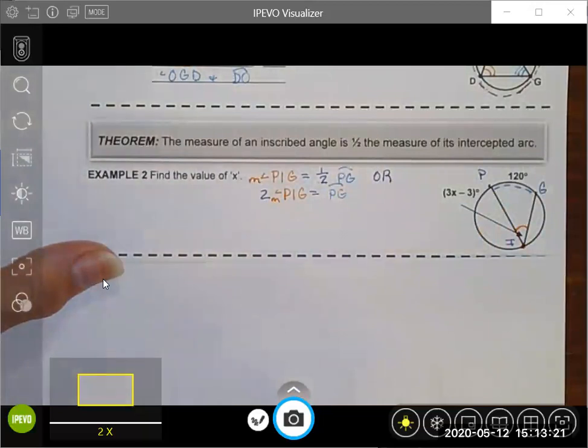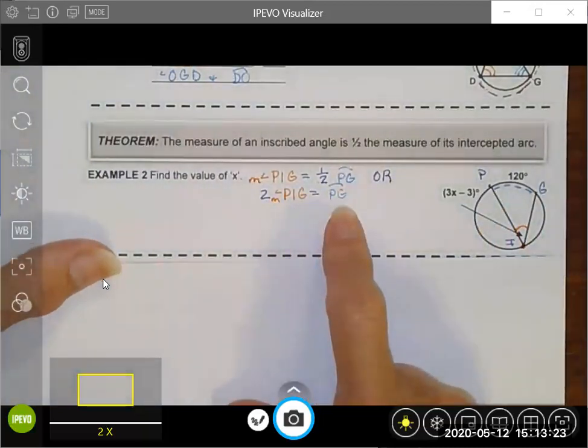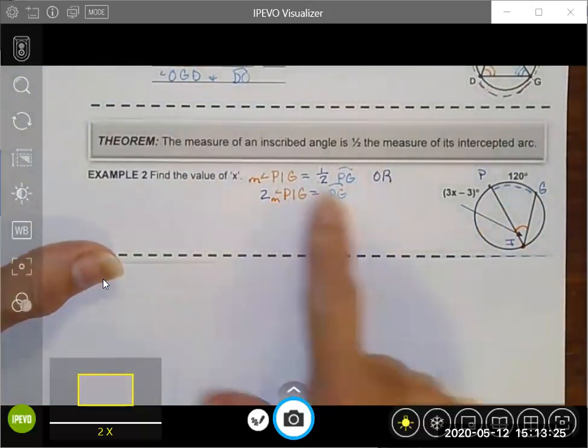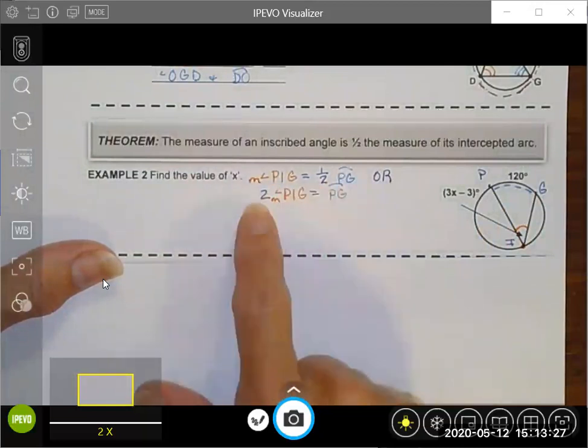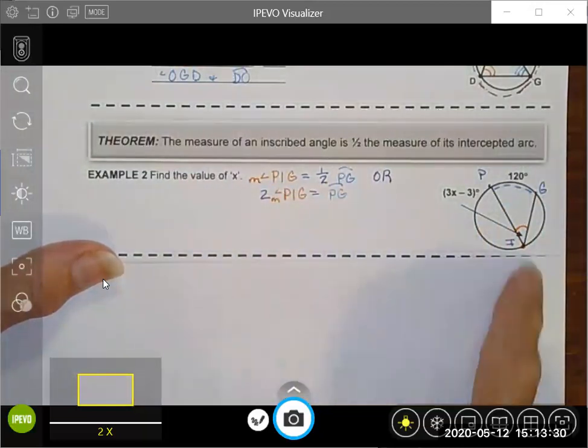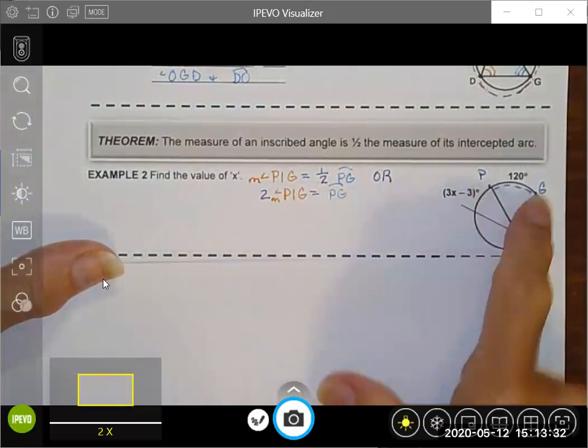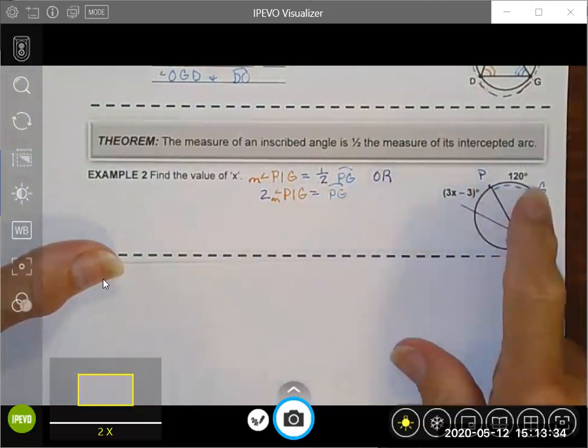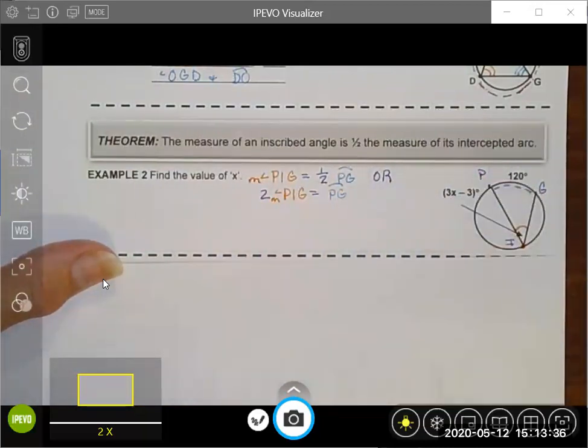So that's the geometry, folks. It's just that simple. The angle equals half the arc, 2 angles equals the arc. If my angle is 50, my arc is 100. If my arc is 200, my angle is 100. It's a 2-to-1 relationship. If I want to solve this particular one, I just do some substitution.